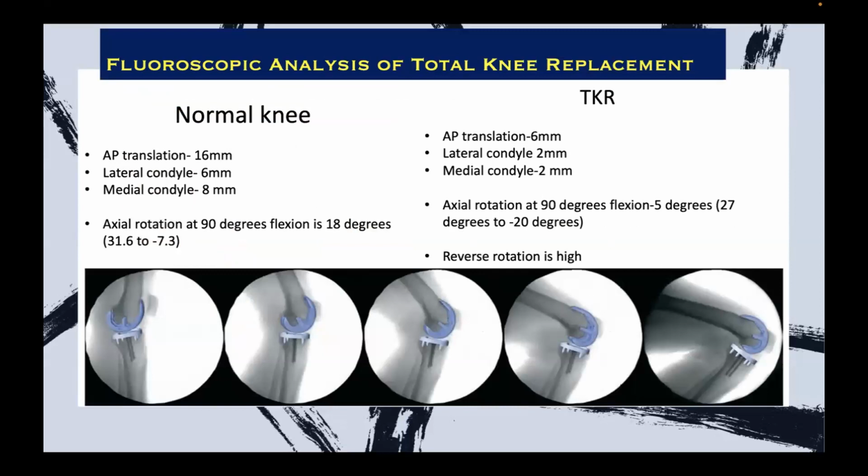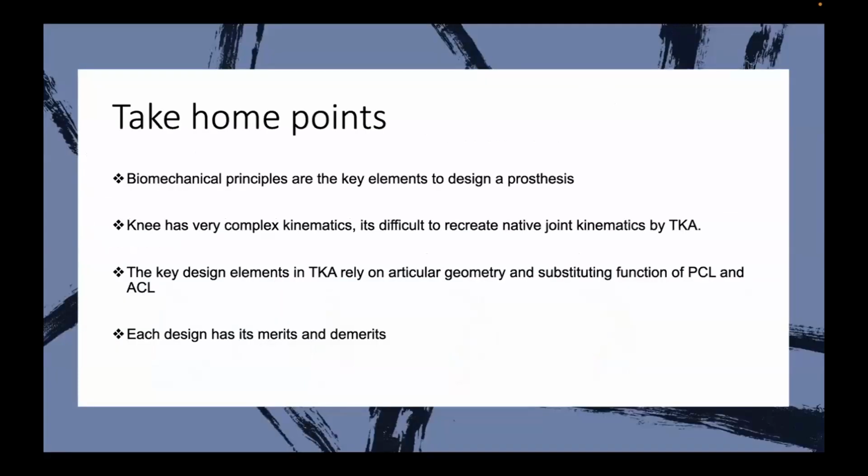If you compare the translation of the normal knee and total knee arthroplasty, the AP translation, the translation of the lateral condyle and the medial condyle, everything is much lesser than in the normal knee. AP translation is normally 16 mm, in total knee it is 6 mm. The lateral condyle is 6 mm normally, in total knee it is 2 mm. The axial rotation at 90 degrees flexion is 80 degrees in the normal knee as per fluoroscopic studies, and in total knee it is 27 degrees to -20 degrees. That is, a reverse rotation is happening in total knee arthroplasty.